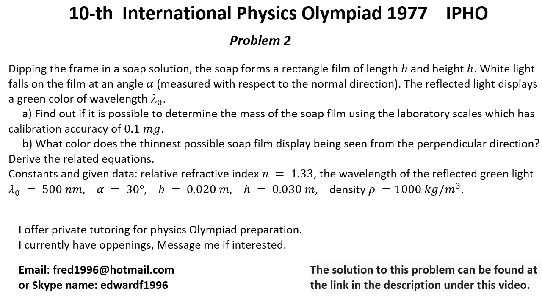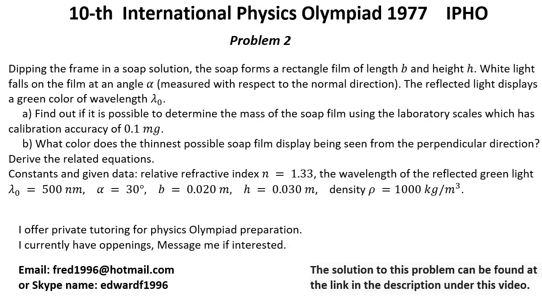Problem number 2. Dipping the frame in soap solution, the soap forms a rectangle film of length d and height h. White light falls on the film at an angle alpha, measured with respect to the normal direction. The reflected light displays a green color of wavelength lambda 0.